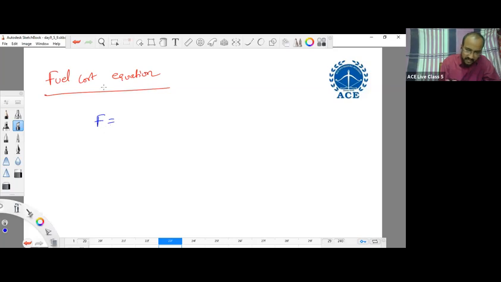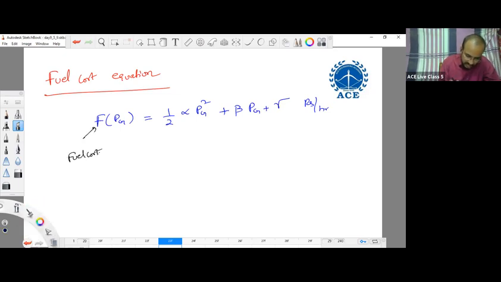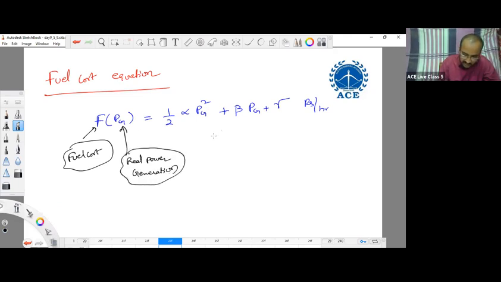The fuel cost is a function of power generation. F of Pg equals half alpha Pg square plus beta Pg plus gamma. The unit of fuel cost is rupees per hour. Here F is the fuel cost, and Pg is what? Real power generation.